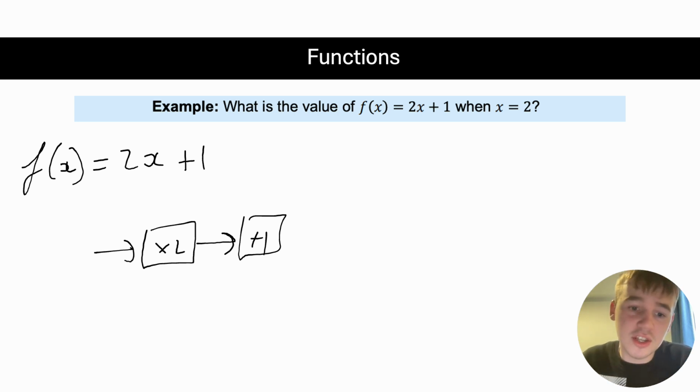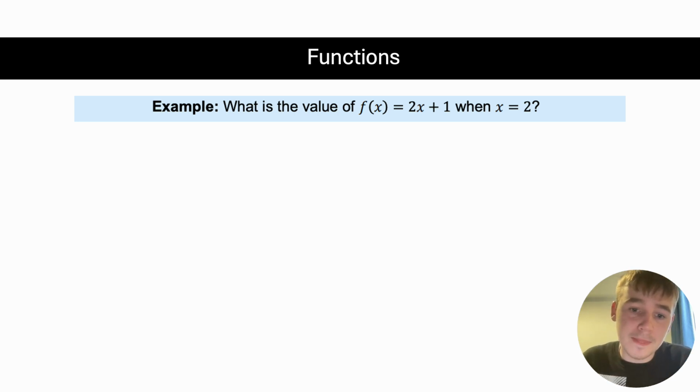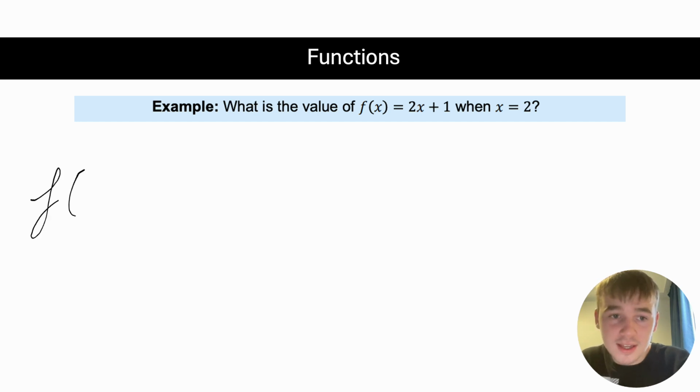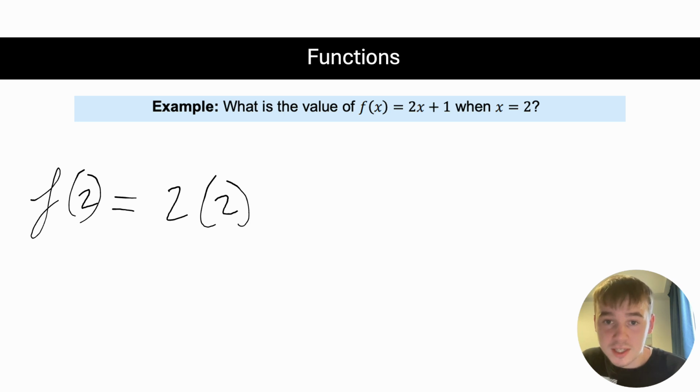Now the notation that you need to know really is for this, when x equals 2, you would write that as f(2). And that would be, instead of x, you would use the number 2. So that would be 2 times 2, because that's our x here, plus 1. So that would equal 5.